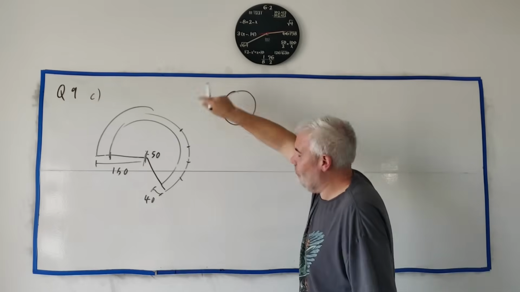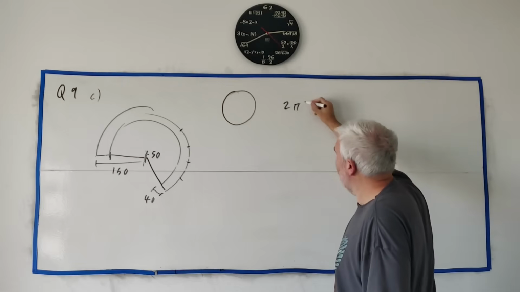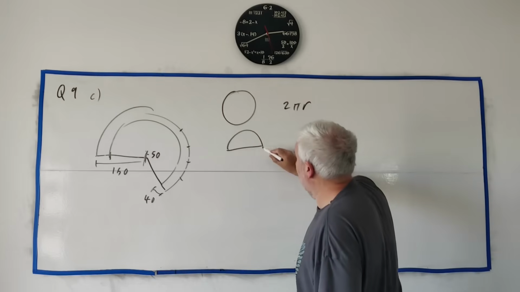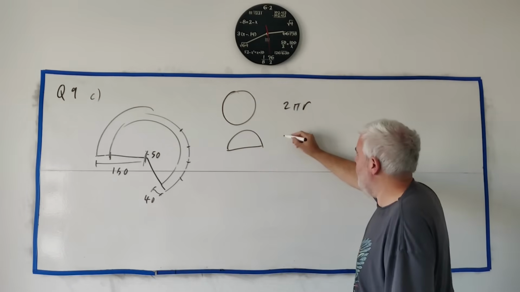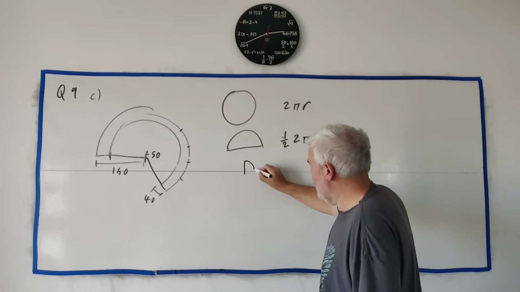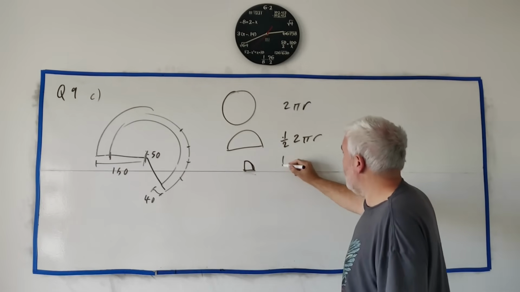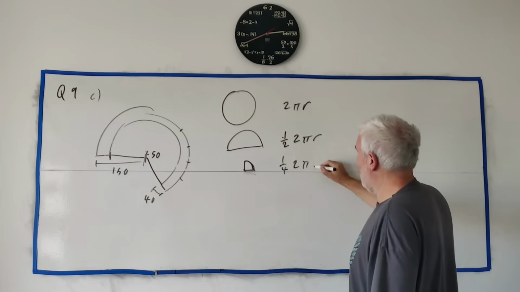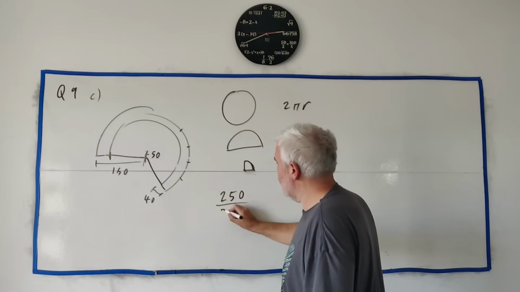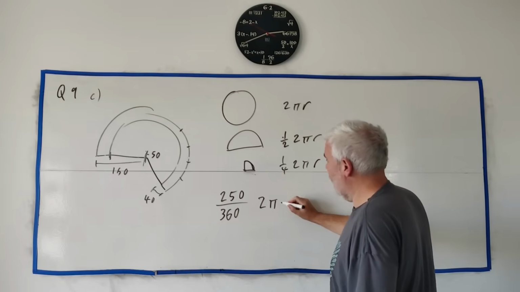How to find the circumference of a circle, that's easy. It's 2 pi r. It's a formula in our tables. The curved part of half a circle is just half of 2 pi r. A quarter, just like I did before, is a quarter of 2 pi r. So how much of a circle is this? Once again, it's 250 over 360 of a circle, multiplied by 2 pi r.